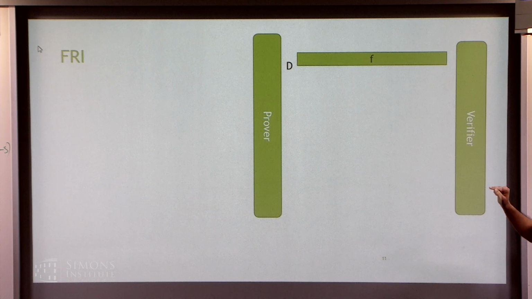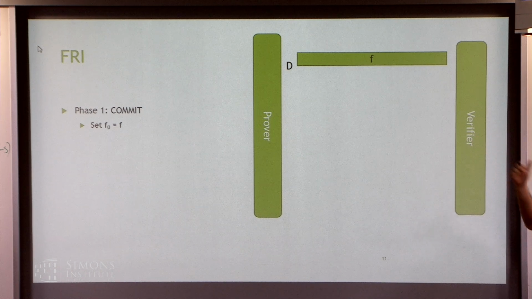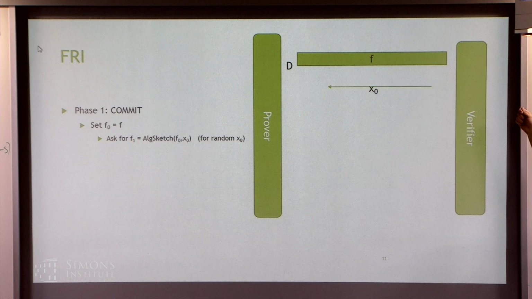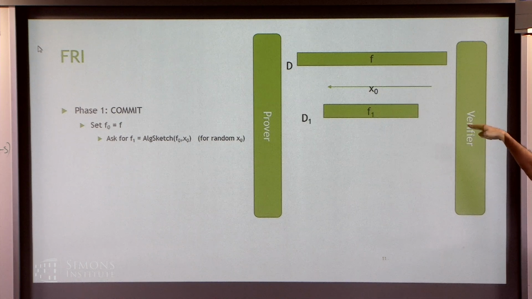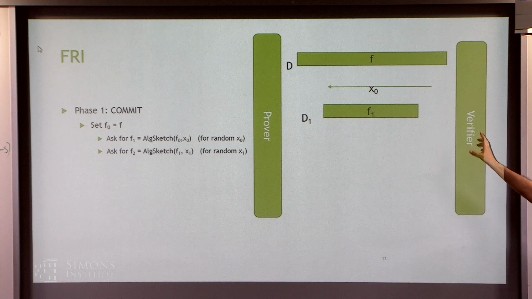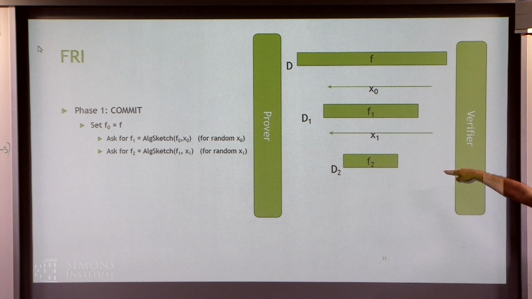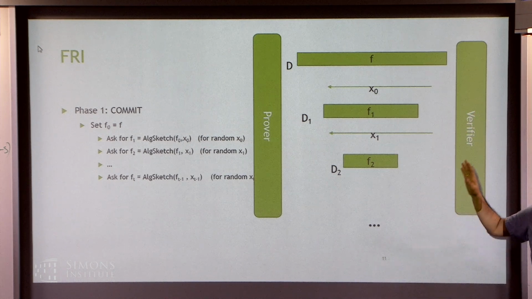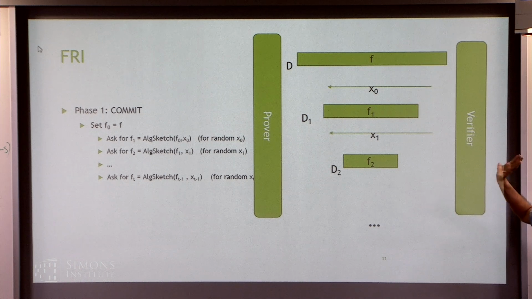Okay, so now I'm telling you what the FRI protocol is given this algebraic sketch. We start with f. There are two phases. There's the commit phase, where the prover has to write down a bunch of things, and then we're going to check what he writes. The verifier first picks a random x0 and asks for the algebraic sketch of f with respect to x0. That's half the size. Then we do it again, and we get f2 and f3, etc. And each one of them is half the size of the previous one. So these all shrink, and the total amount of proof length written is O of n.